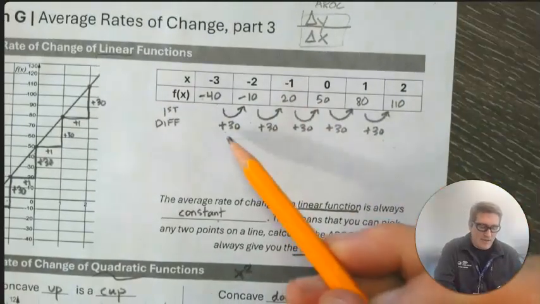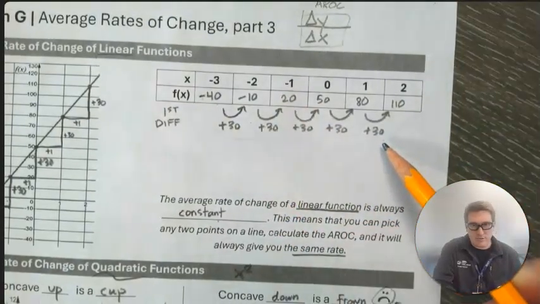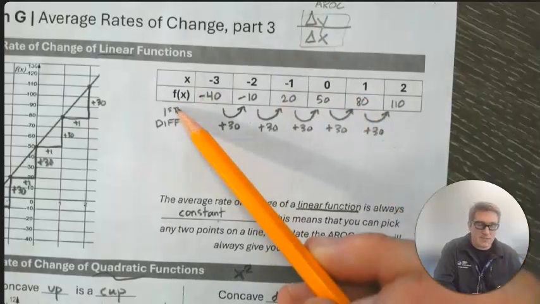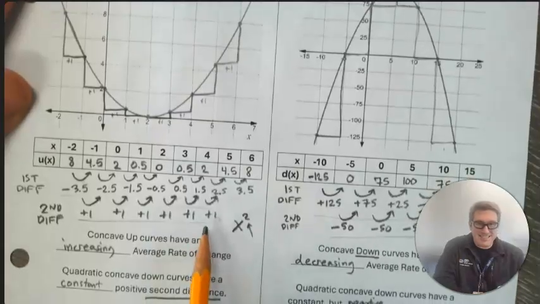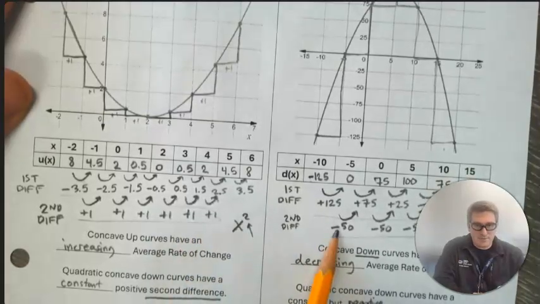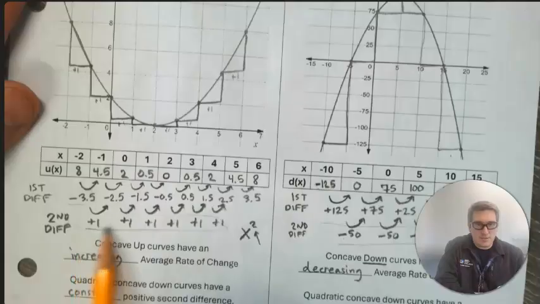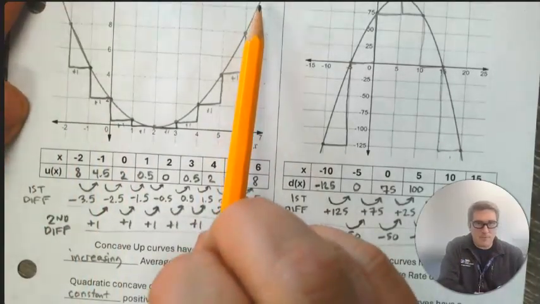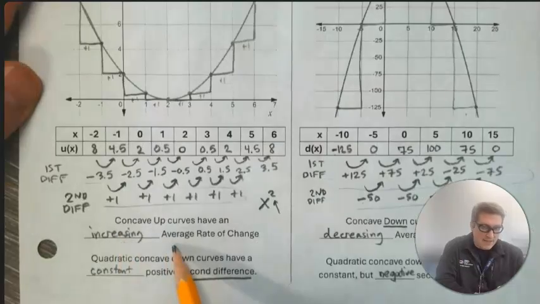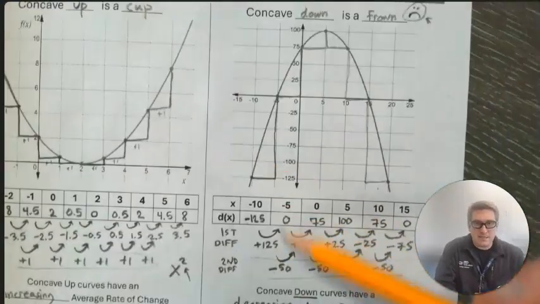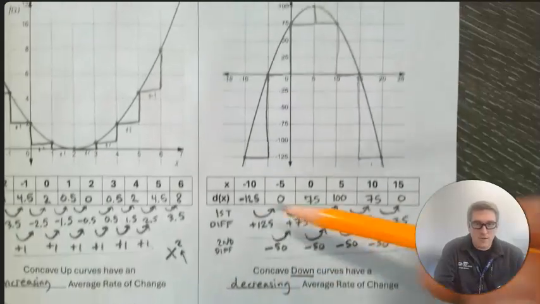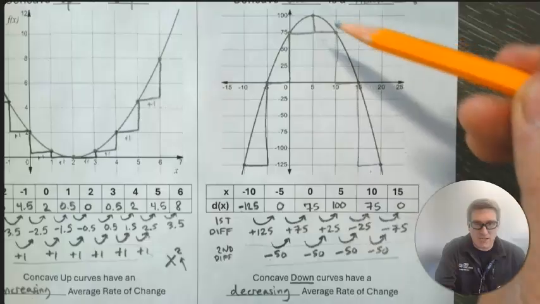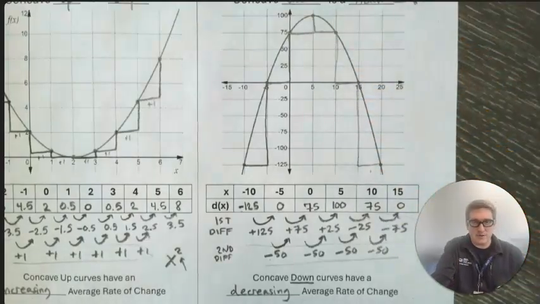So in summary, linear functions have a constant average rate of change, or also they have a constant first difference. Quadratic functions have constant second differences. If my second difference is positive, I'm going to get a concave up curve. It means that I have an increasing average rate of change. If my second difference is negative, it means I'm going to have a concave down curve, because that would mean my average rates of change were decreasing the entire time.